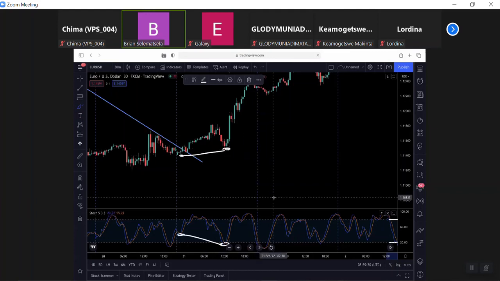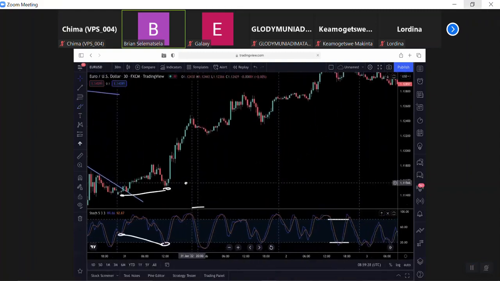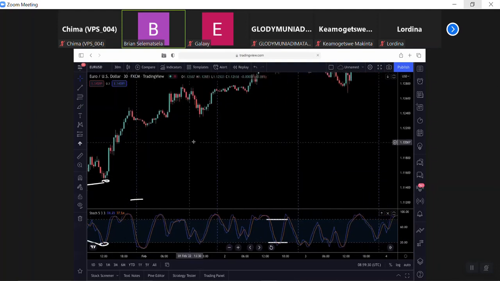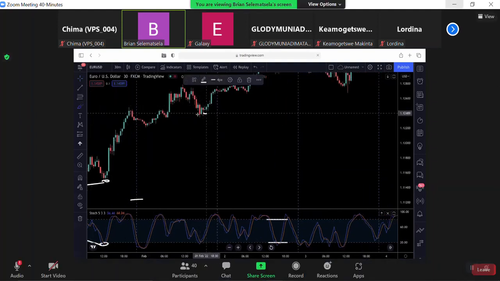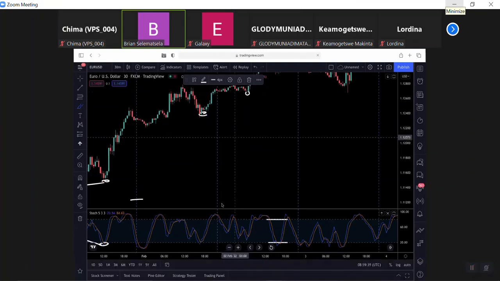what is actually happening between the market and the stochastic. And in a normal way, things are like this. If you can see between this point and that point, and between this point and that point, you guys can see that this is a normal way.